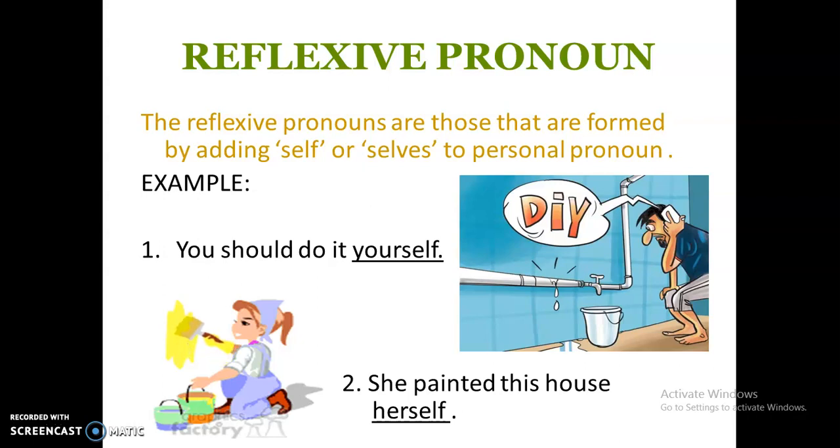My dear students, mind it that in reflexive pronouns, the subject and the object refer to the same person. Like here, you and yourself refer to one person. She and herself are also used for only one person, not for two different persons. Okay?